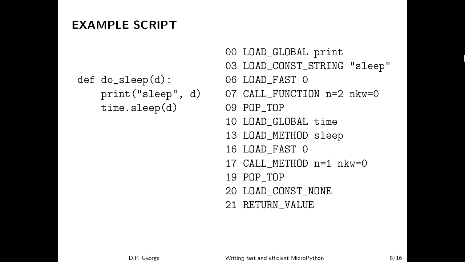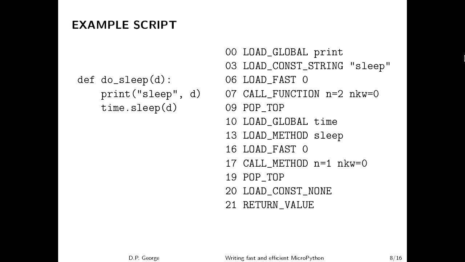And this kind of shows the differences in speed that you can get from certain things. So loading a global like print is slow because it has to go into the global dictionary and search for print. But if you look at the third line, load fast 0, this is just a 1 byte instruction, and it knows that d is the first local variable on the stack, so it can get it straight away. There's no searching through a dictionary. So loading local variables and storing to local variables is a fast thing to do, but global variables are slow.